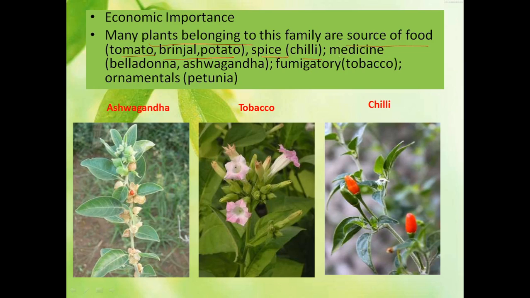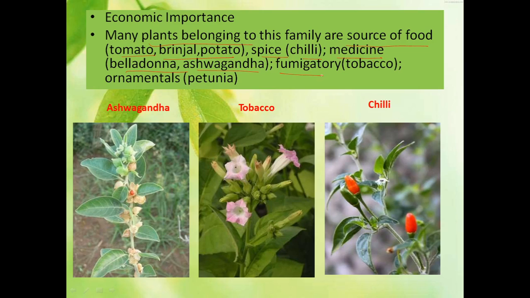They also have medicinal value, like belladonna, which is very important and used as an antibiotic, and ashwagandha. These are the two most important medicinal plants, which are mostly used in Ayurveda for the preparation of different types of medicines.